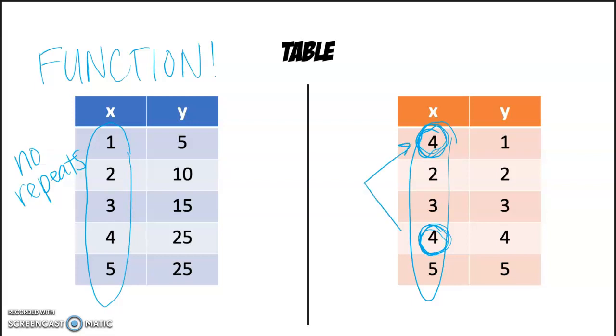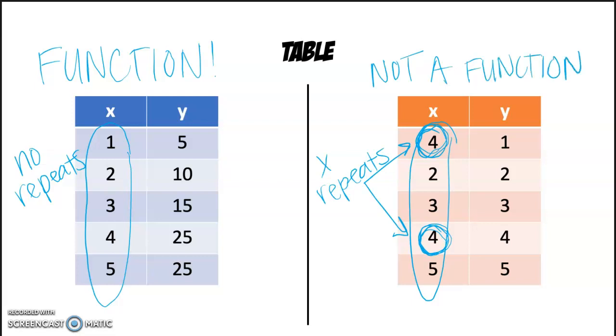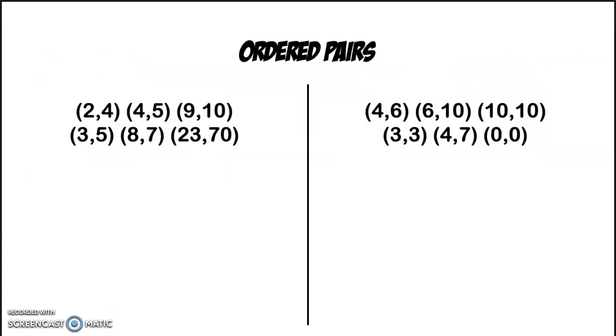So we have x repeats, which makes it not a function. That's how we can recognize that from a table. All right, next we're going to look at ordered pairs. Again, we're only focusing on the x values.